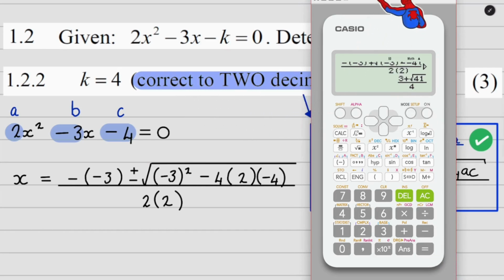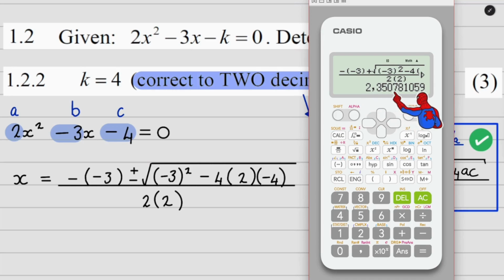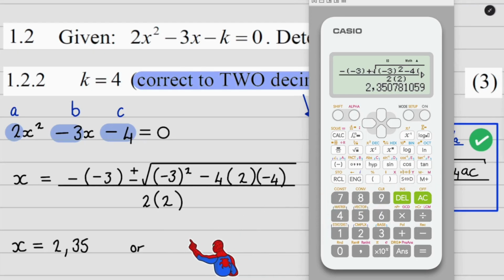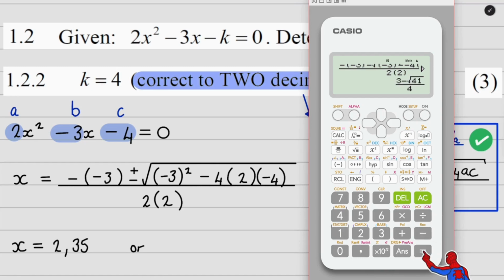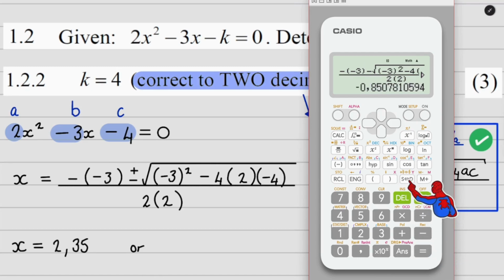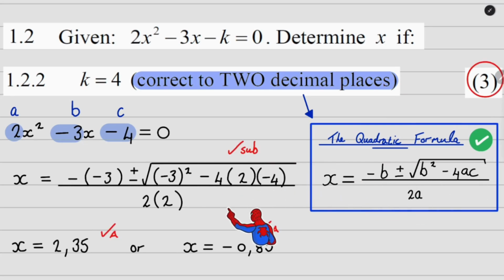They want it correct to 2 decimal places, so I'm just going to have to press S to D here, and then my 2 decimal places are going to be 2.35. And then do not retype the whole thing in your calculator. Just press the right button, keep going right, and change this plus to a minus, and then press equals and S to D, and there's our second answer, minus 0.85. Yeah, now we're finished. Okay, let's have a look where the 3 marks come from. So 1 mark for the correct substitution, and then 1 mark for each answer.